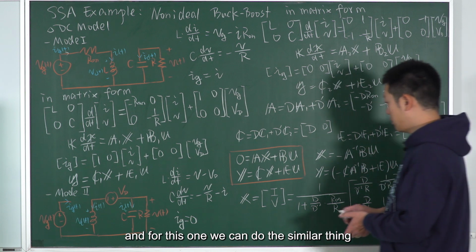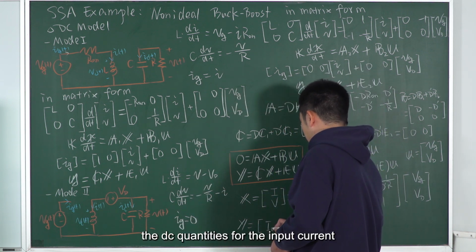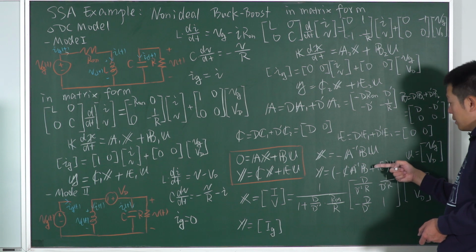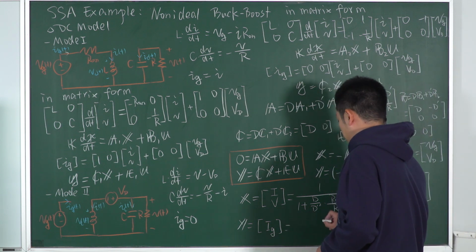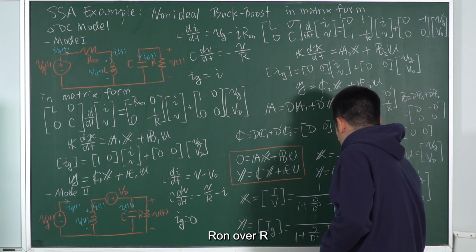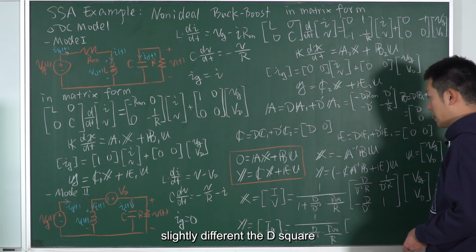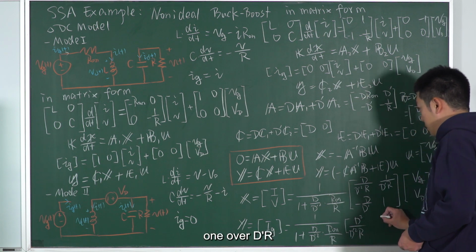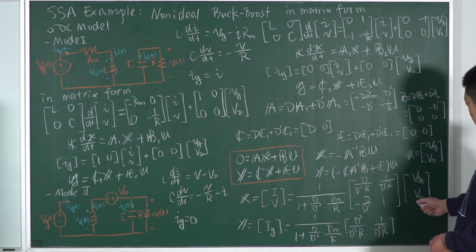And for this one, we can do a similar thing. So it equals the DC quantity for the input current, the output vector, right? And also we can calculate the coefficient matrix by using linear algebra knowledge. So this will equal the same coefficient, 1 plus D over D prime times R on over R. But the matrix will be slightly different: D square over D prime square R, 1 over D prime R, times the input vector.